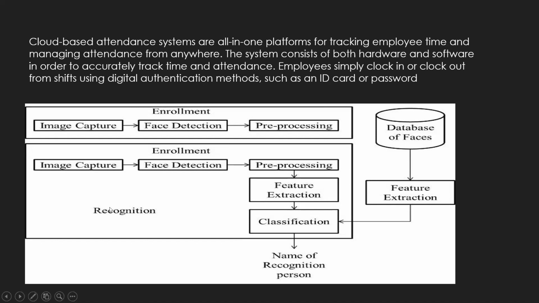Here also you can see a block diagram, starting with image capture. It detects the face, that is the features of the face, and it does the preprocessing, and after capturing, recognition, preprocessing, feature extraction, classification. A database of faces is stored here, and for feature extraction, whatever we have given, the name of the recognized person comes out. It will be stored in the database of the cloud.